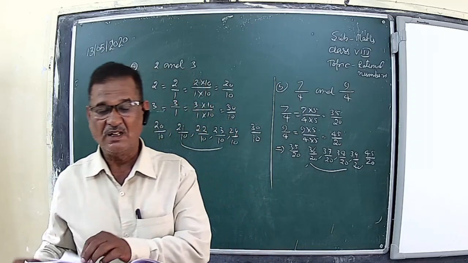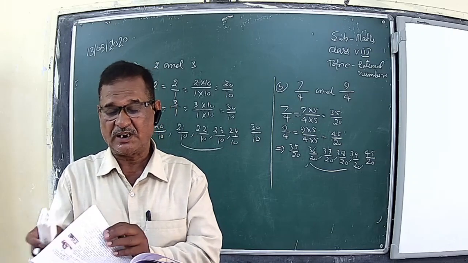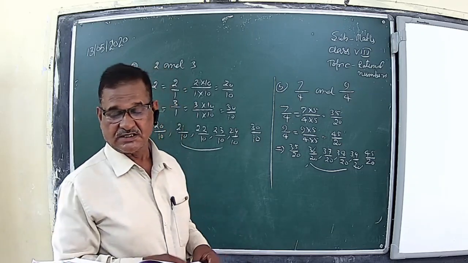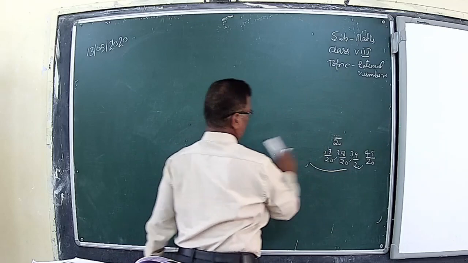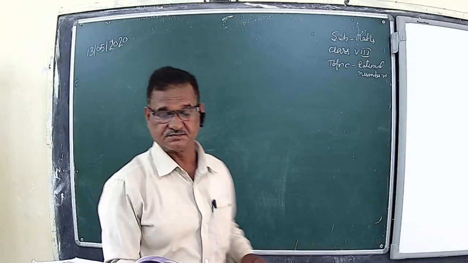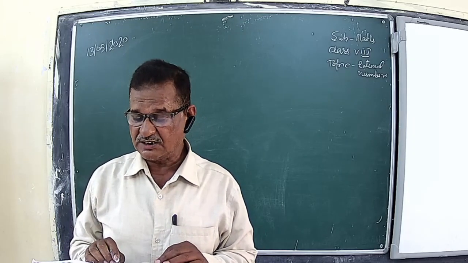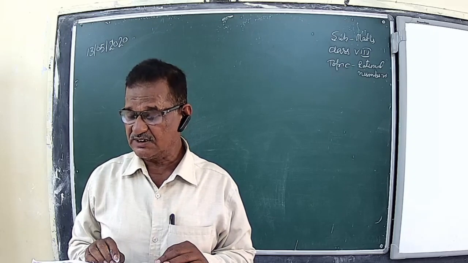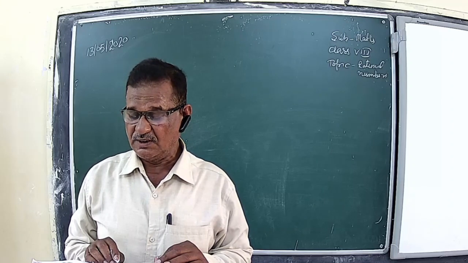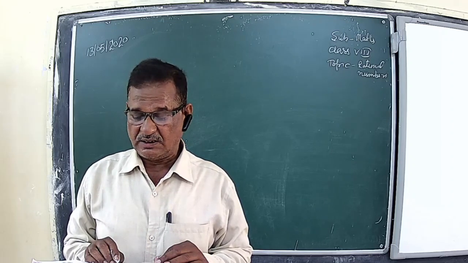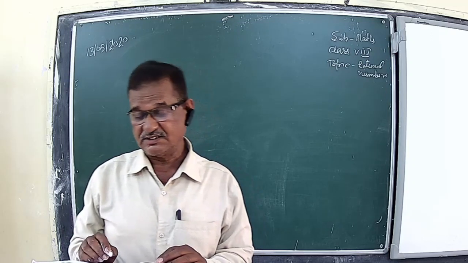Now I am going to tell you some questions from exercise 1.5. Second question: the height of the red pole is 2 by 5 of the green. The height of the green pole is 10 upon 13 of the height of the blue. Find the height of the blue if the height of the red pole is 17 whole 1 upon 3.